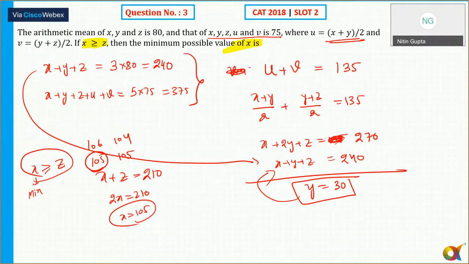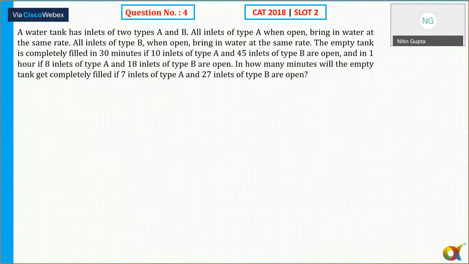Okay, so let's move to question number 4. A water tank has inlets of 2 types, A and B. All inlets of type A when open bring in water at the same rate, and all inlets of type B when open bring in water at the same rate. So the efficiency of pipe A as well as the efficiency of pipe B are the same within each type, but the two types are different. The empty tank is completely filled in 30 minutes.